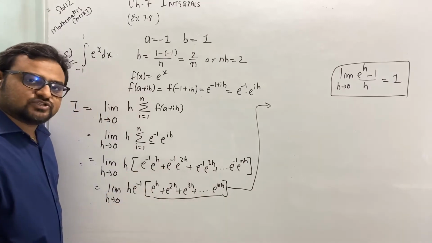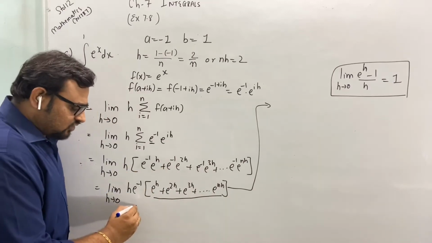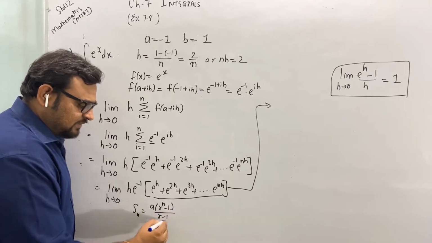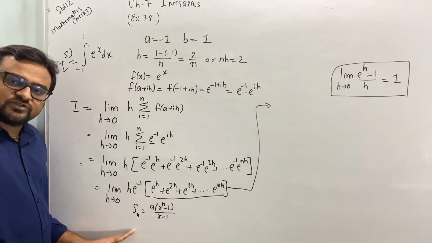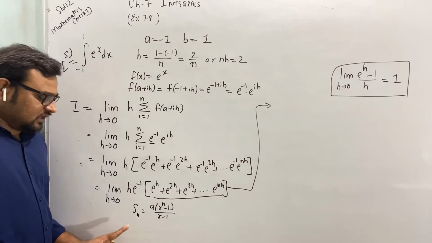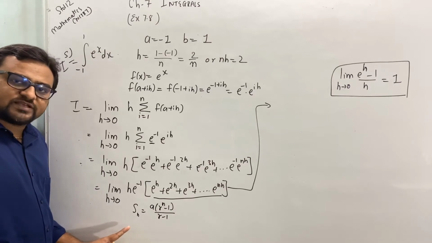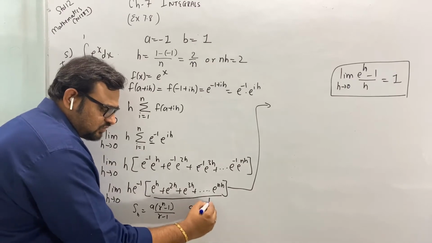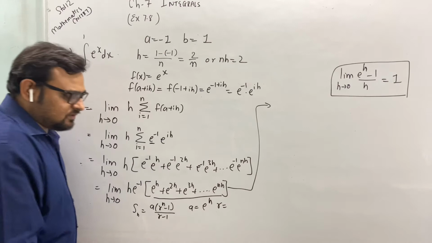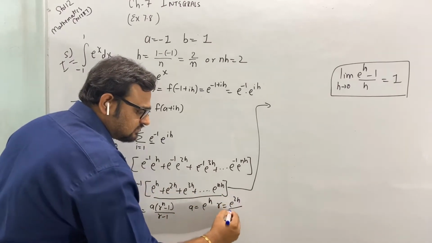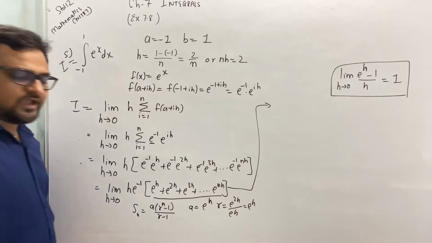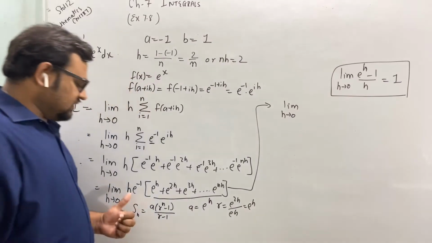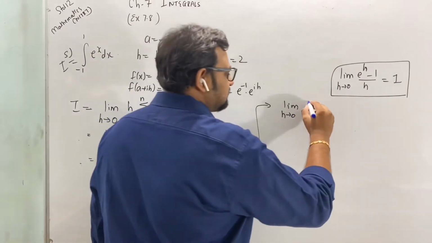This is a geometric progression. The formula for the sum of n terms in a geometric progression is a times (r raised to n minus 1) upon (r minus 1). So what is your first term a? e raised to h. What is your ratio? e raised to 2h upon e raised to h, which is also e raised to h. So now I can write it down: limit h tends to 0, h into e raised to minus 1.